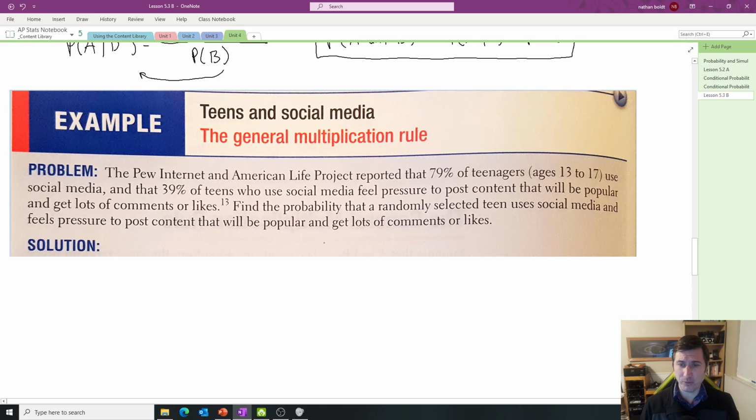Let's write out what all these are in probabilities here. So what does the 79% mean? 79% of teenagers use social media. So what is the probability that a teenager uses social media?